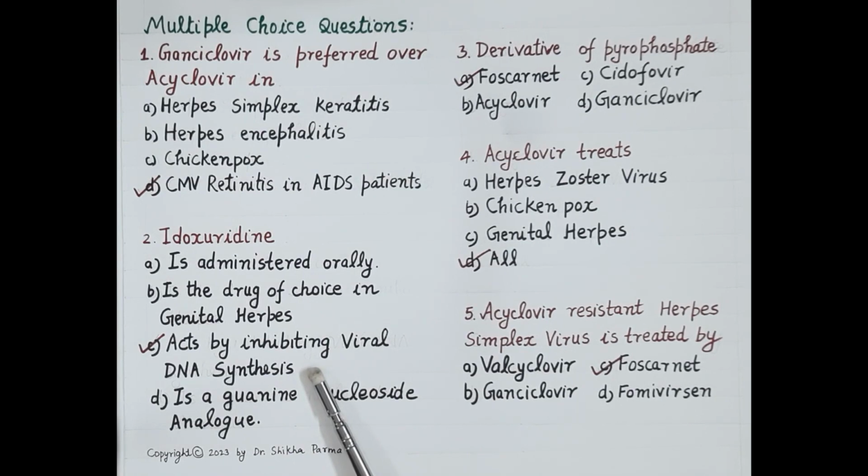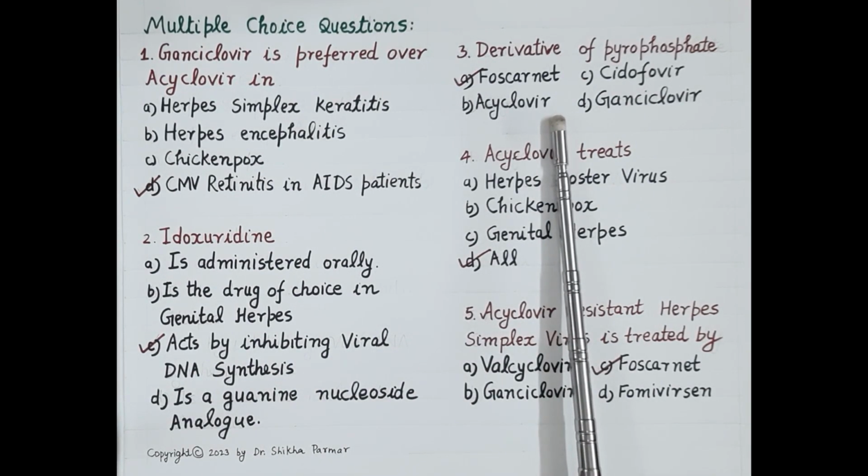Yes. This idoxuridine, it is a thymidine analog. It gets incorporated in the elongating viral DNA and it terminates that. So it acts by inhibiting the viral DNA synthesis. Then it is a guanine nucleoside analog. No, it is a thymidine analog. So the correct answer is idoxuridine acts by inhibiting viral DNA synthesis.